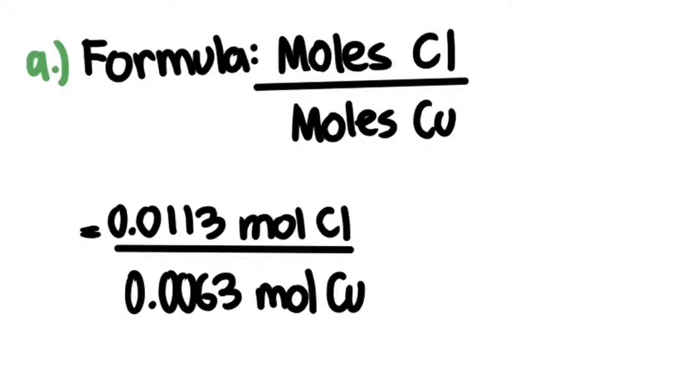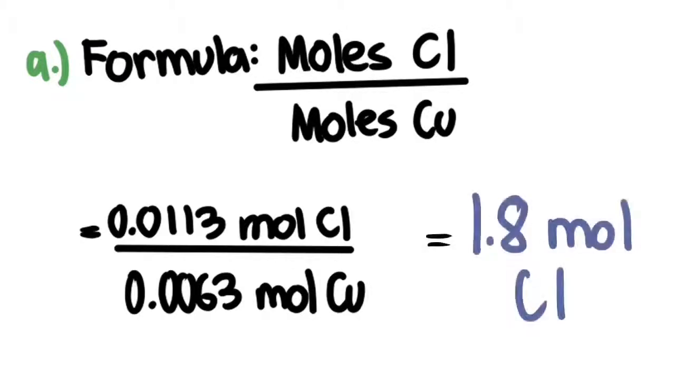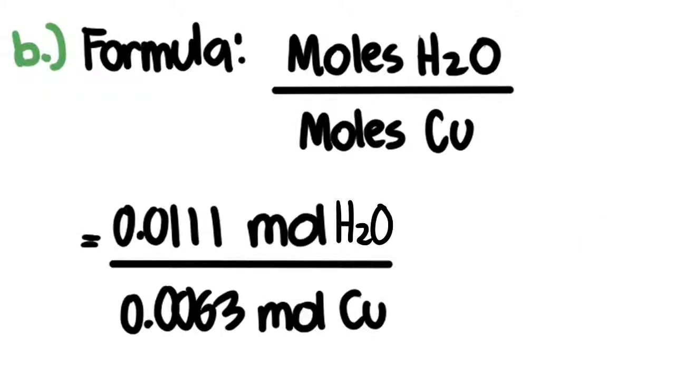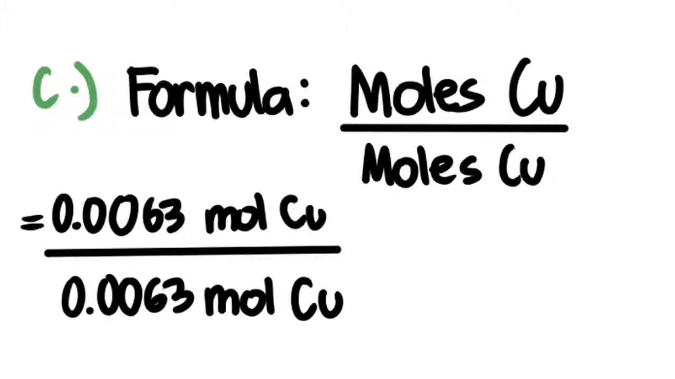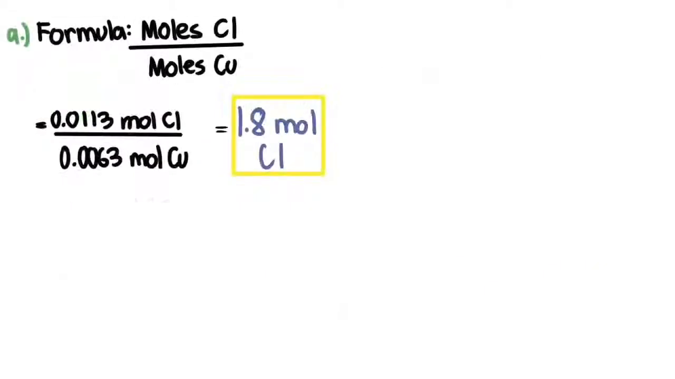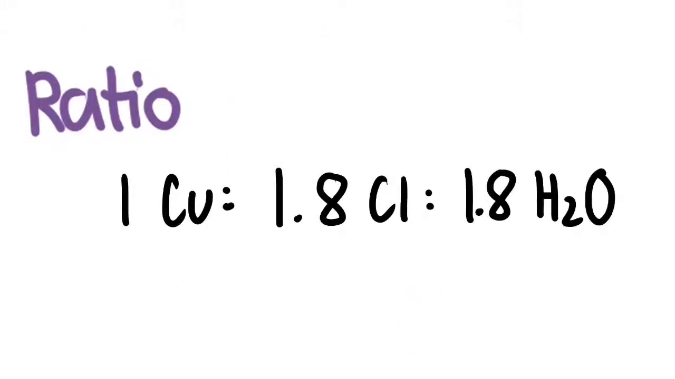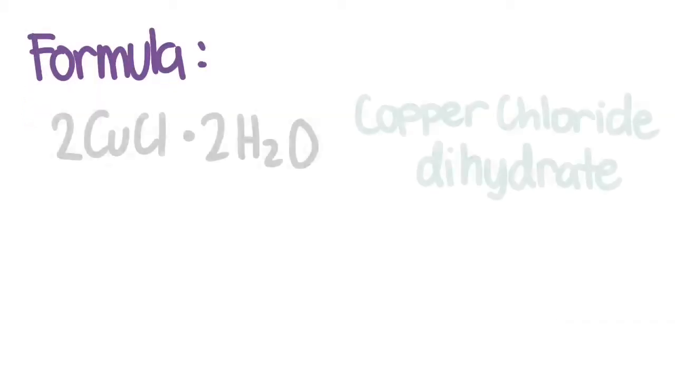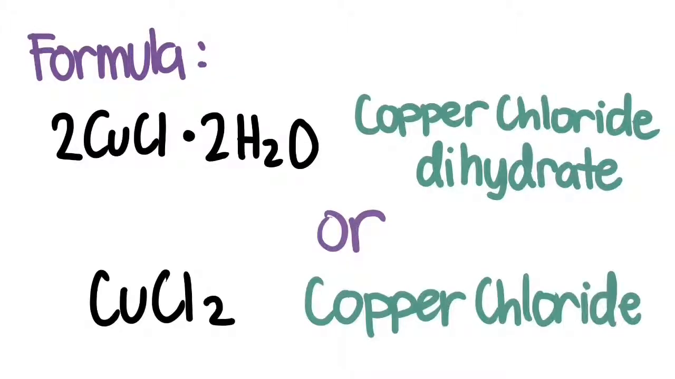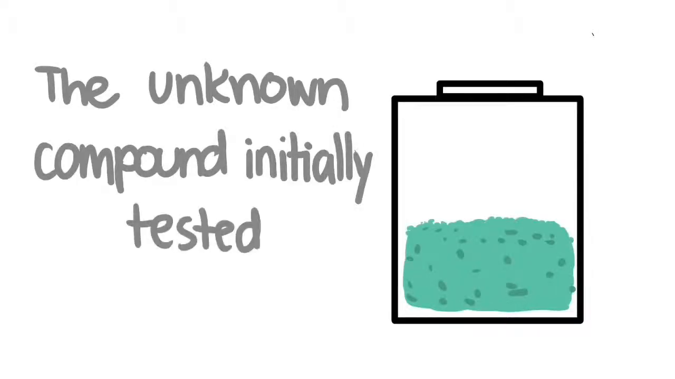Moles of chlorine were divided over the moles of copper, which gives us 1.8 moles of chlorine. Next, moles of water were divided over moles of copper, which results to 1.8 moles of water. Finally, moles of copper were divided over itself, which results to 1 copper. Combining these would result to ratio 1:1.8:1.8 when simplified, 1:2:2, which would give us copper chloride dihydrate or copper chloride, the unknown compound we initially tested.